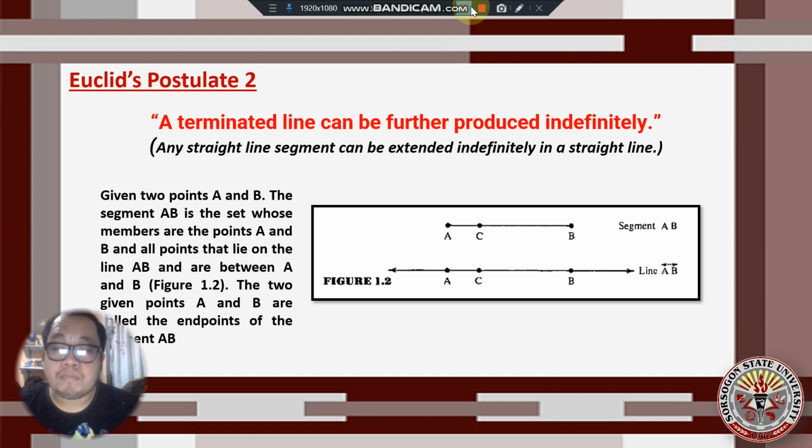Based on the second postulate, it can be extended indefinitely on both sides. And that produces a straight line, which will be called line AB. As illustrated, the line ends with arrowheads at both ends. That indicates that the line can be extended indefinitely on both ends.